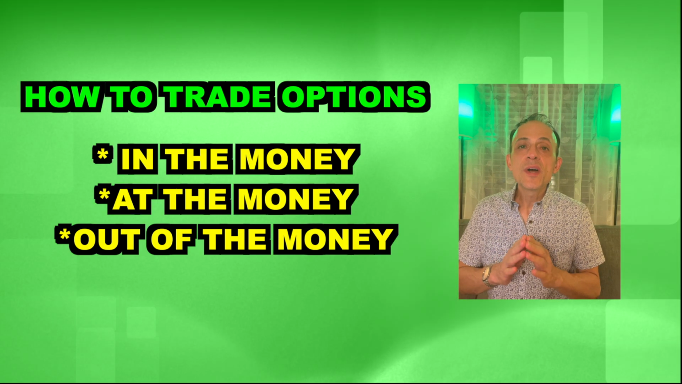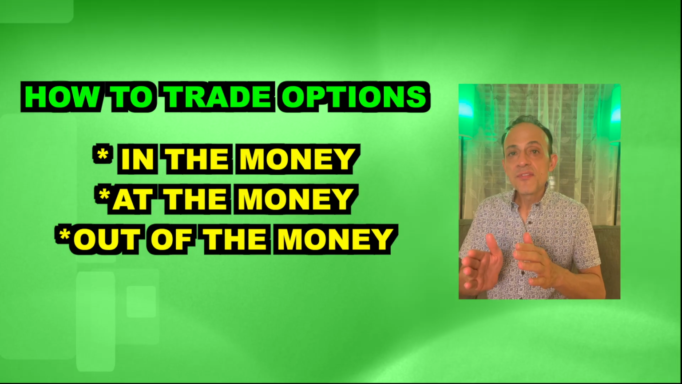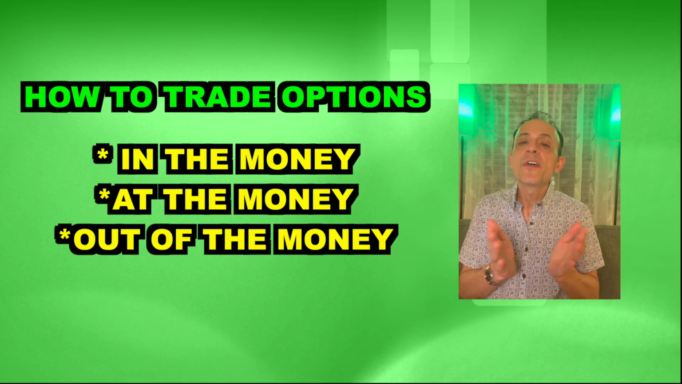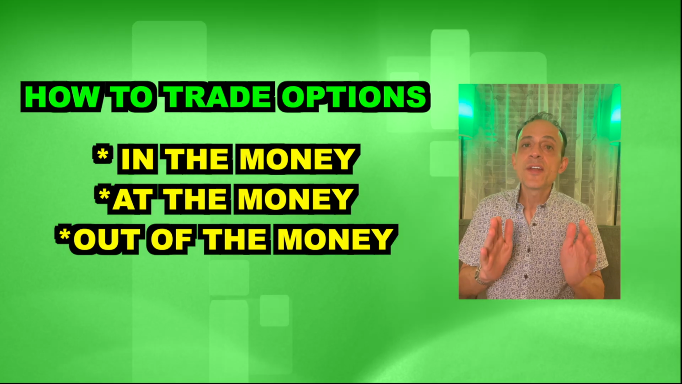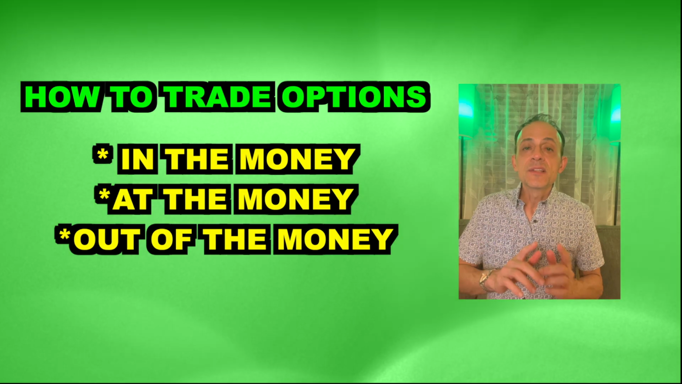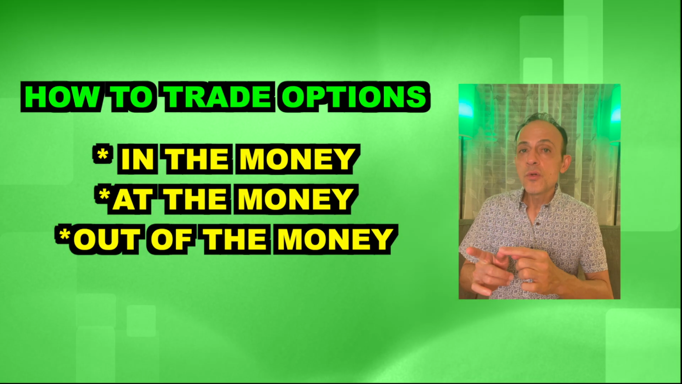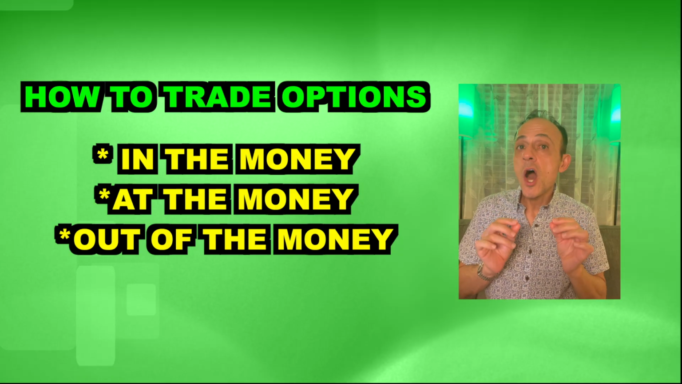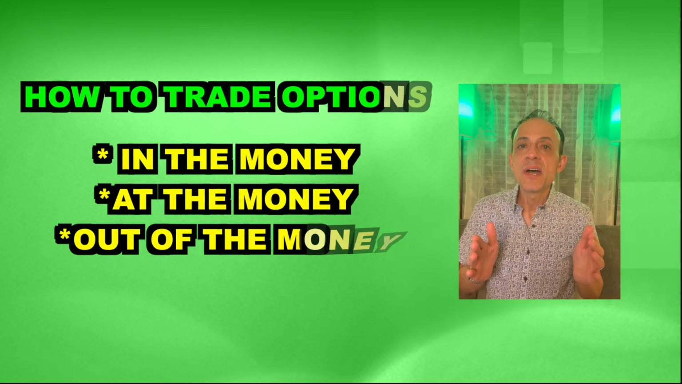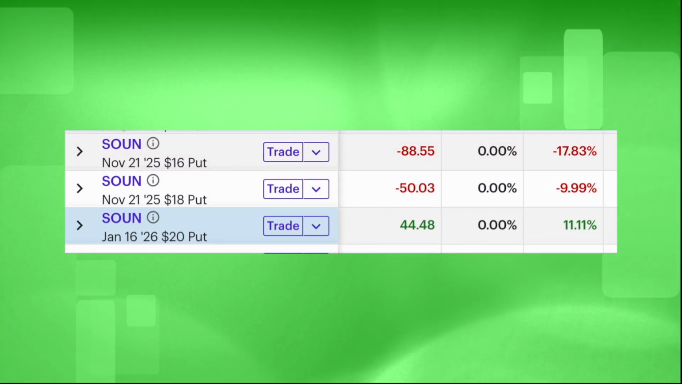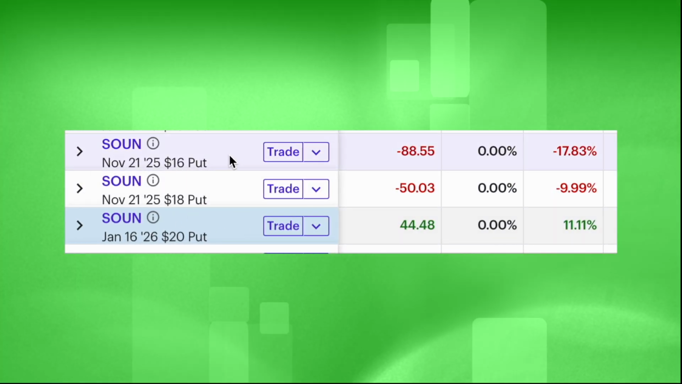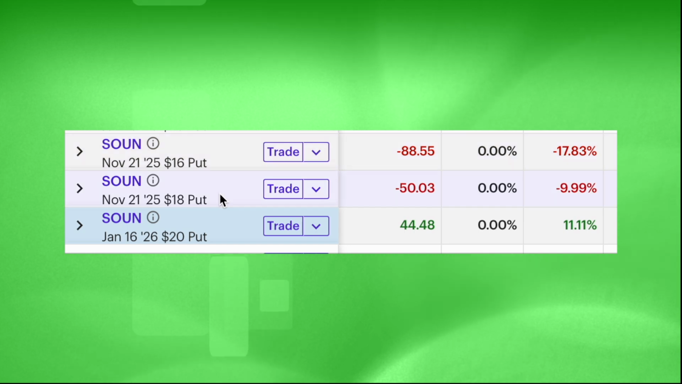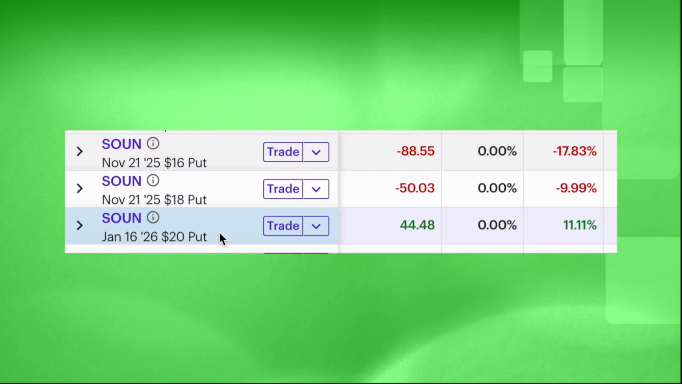Okay, so now that you understand in the money, out of the money, and at the money, which is very simple, and you're going to understand it right away after a few trades, let's now look at my portfolio and see what options I have in the money as we speak. Okay, so let's take my SoundHound AI example. I have a $16 put, an $18 put, and a $20 put.